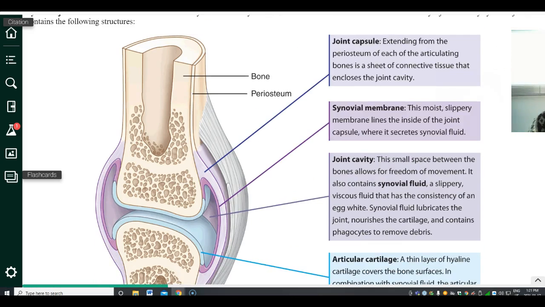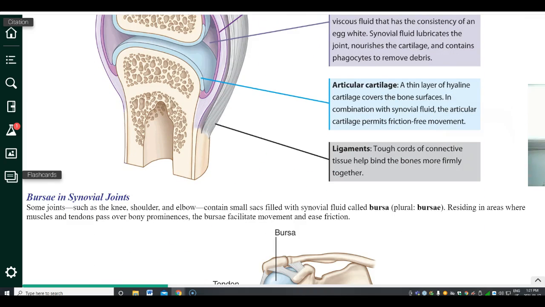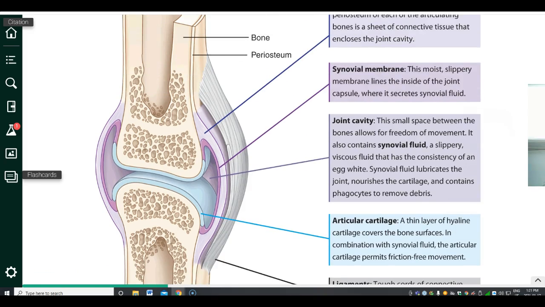So synovial joints are diarthrosis, very freely movable, and in many places in the body. So if you think of the synovial joint, you've got your fingers, your elbow, your arm, pretty much anything that has very good mobility is a synovial joint.